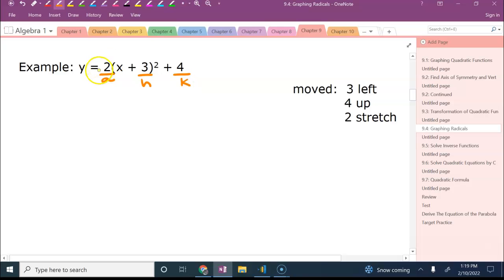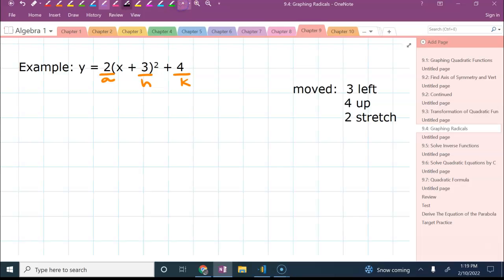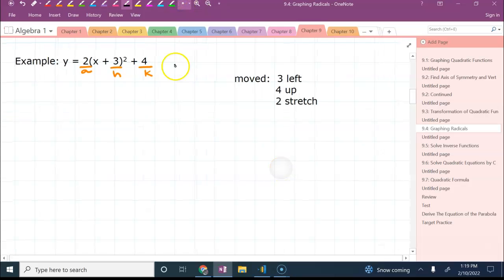So if I'm talking about just looking at the equation right now and figuring out what its movement is, the 3 and the 4, that's your H, K, that's your vertex. So the 3 is positive, so remember we have to think opposite. So that means that we actually went to the left 3. And the +4 means that we went up 4. That 2 in the very front is your stretch. So that means that when you go left and right 1 from your vertex, you go up 2 points instead of the traditional 1.